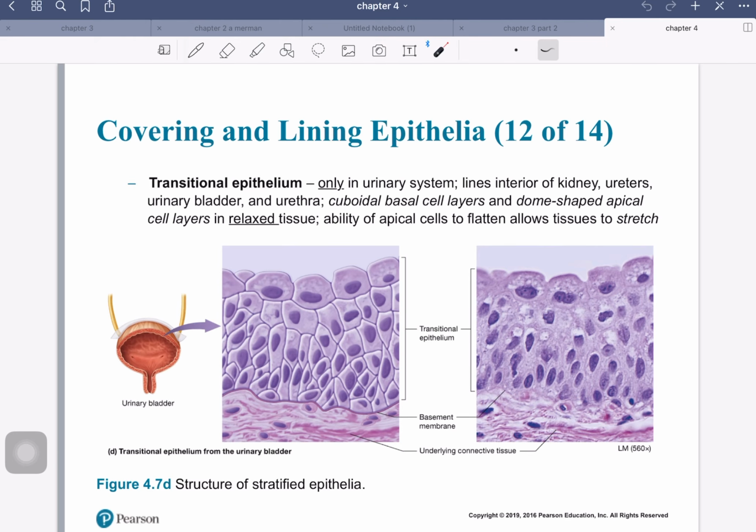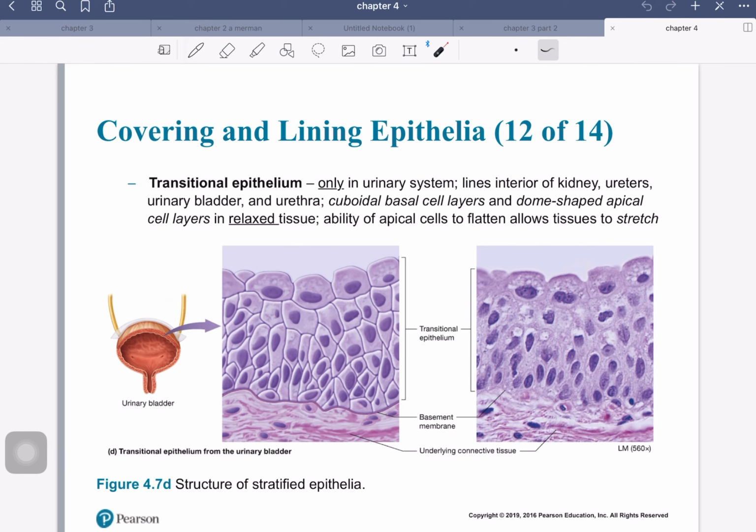Now, there's another group called transitional epithelium. Now, this one, once again, is fairly unusual, and we only find this in the urinary system. So it lines part of the inside of the kidneys, the ureter, the urinary bladder, urethra. And here we have cuboidal basilar cell layers, and then dome-shaped apical cell layers in the relaxed tissue. But think here in the bladder, right? Your bladder, when it fills, will expand out, and the tissue gets stretched as it does.